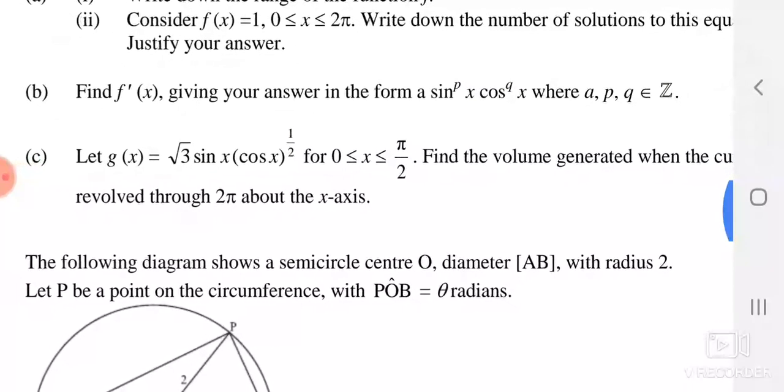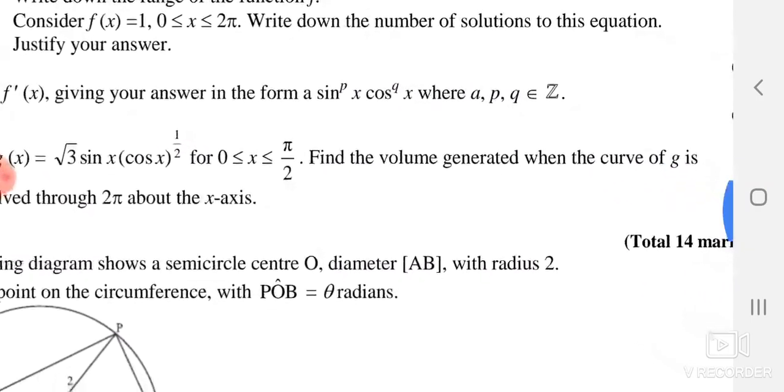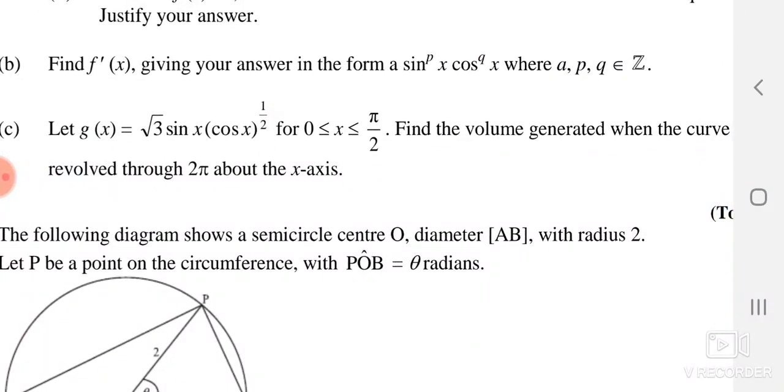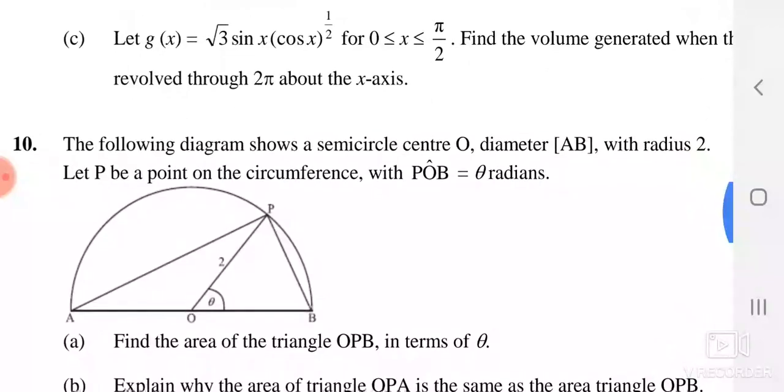Find the volume. The volume for the figure g is pi integral g squared x dx. So you calculate the square of this function and put it in, because the general formula for the volume is pi integral of y square dx. Y square is their g square, so I don't think you will have any confusion.